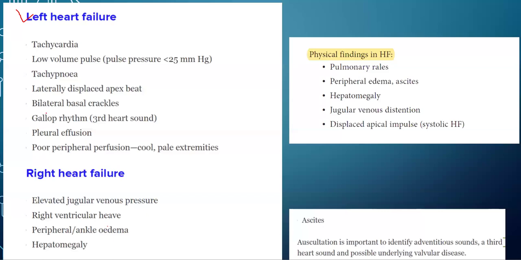We know that in left heart failure, the main features are orthopnea and paroxysmal nocturnal dyspnea. That's the symptom. What about the physical examination findings? Because of pulmonary edema, these patients will always have bibasal crepitation. So bilateral basal crepitation is a very important finding for left ventricular failure. You can also get an S3 gallop rhythm, the third heart sound, in left heart failure. Apart from that, tachycardia and tachypnea can be there in any kind of heart failure. For right heart failure, we already know that this patient will have elevated JVP, ankle edema, and tender hepatomegaly.